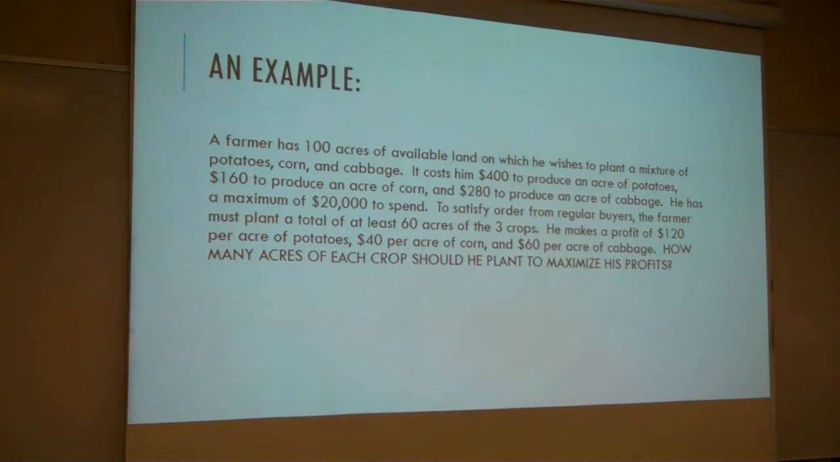He makes a profit of $120 per acre of potatoes, $40 per acre of corn, and $60 per acre of cabbage.